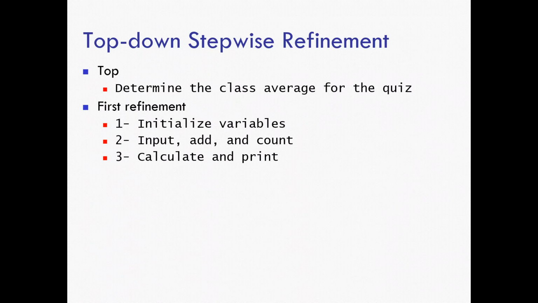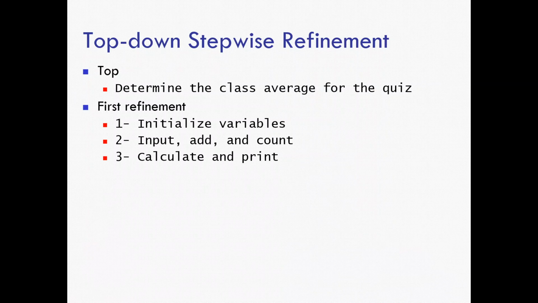All right. Step number 2 for when you're writing code, as a piece of advice, is stepwise refinement. Start with something vague. Start with something general. The top level idea is to determine the class average for a quiz. Our first step is, how do I do this? Well, I initialize my variables, I get the input from the user, I add it to the total, and then I get the total count. I calculate the average and I print it out.